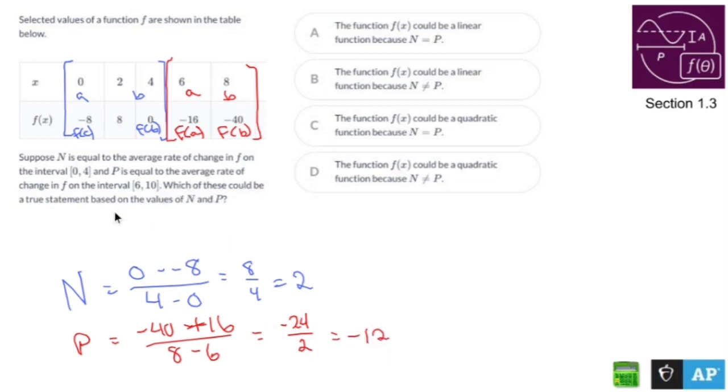Which of these could be a true statement based on the values of n and p? The function f could be a linear function because n equals p. Well, that's not even close. The function f of x could be a linear function. It's not linear. I know it's not linear because the rates of change are different, so I'm not even going to bother. The function f of x could be quadratic because n equals p, but n doesn't equal p, so no. The function f of x could be quadratic because n does not equal p, which is true. So if it's quadratic, the rate of change is always changing. This is asking for rate of change, and the rate of change is changing or has changed. So yes, this could be quadratic because the rate of change is not the same.